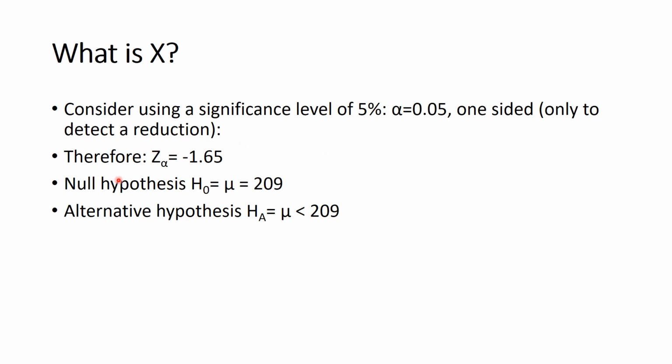So our Z would be minus 1.65. You can use negative 1.64 as well. No difference here. It's just different numbers. Our null hypothesis here in this example, in this scenario, will be that our mu is 209. Our alternative is that mu is less than 209.